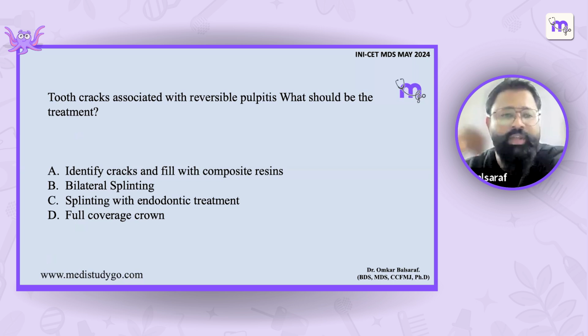Coming to the next question, tooth cracks associated with reversible pulpitis. What should be the treatment? So first is identify cracks and fill with composite resins. Then you have bilateral splinting with endodontic treatment, and D being full coverage crown.